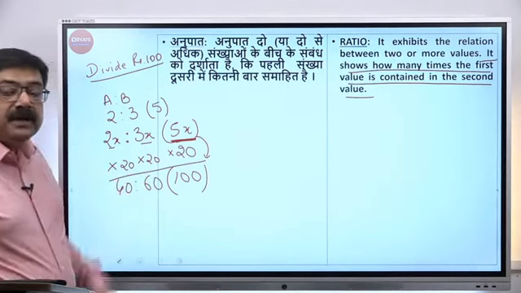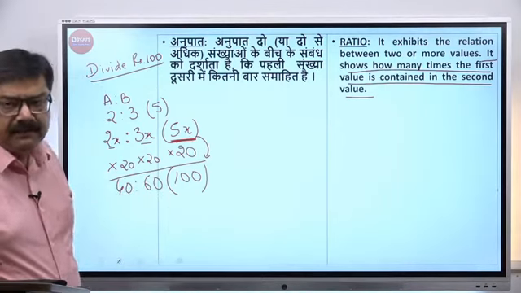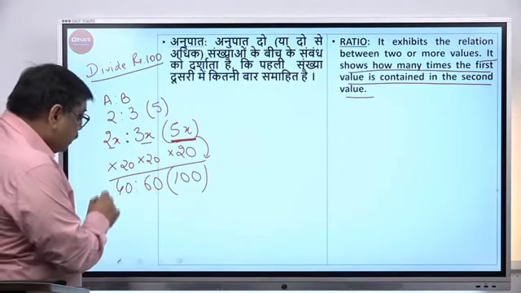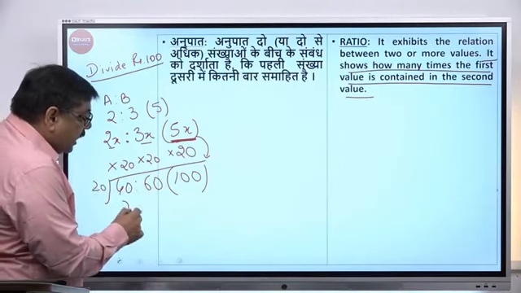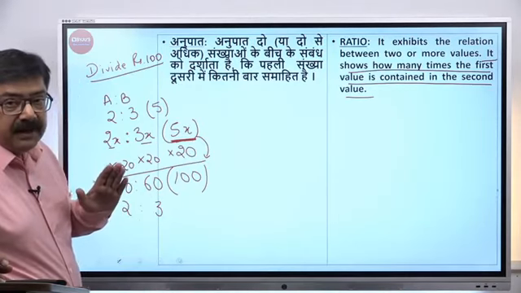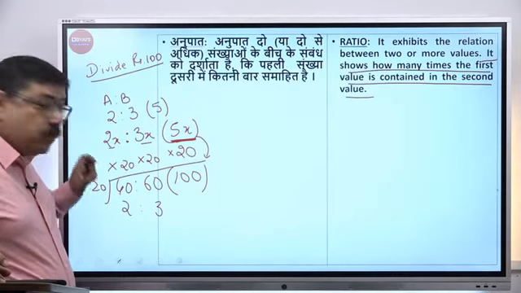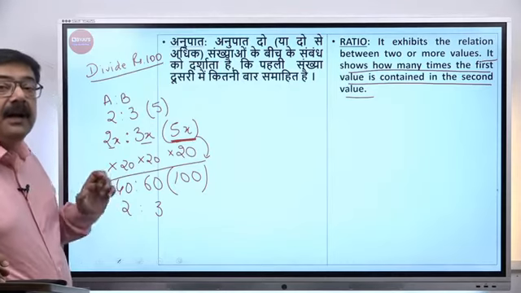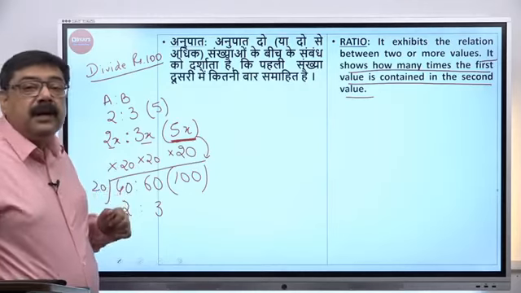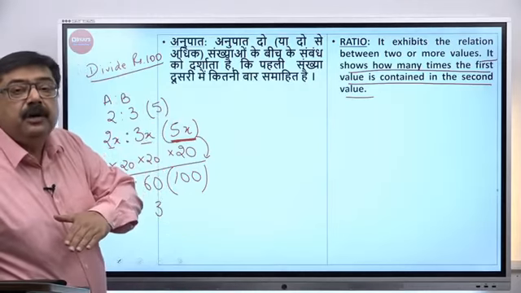So A gets rupees 40 and B gets rupees 60. So 40 plus 60 we know is 100. Now you see, if you divide these two values by 20, you will again get the ratio as 2:3. So ratio basically tells you that what part of a total amount has been allotted to A and how much part has been allotted to B.